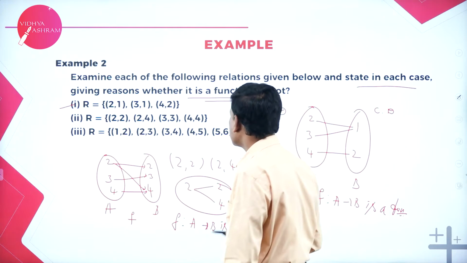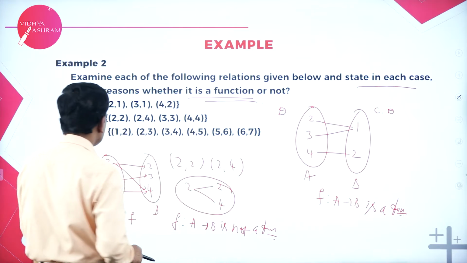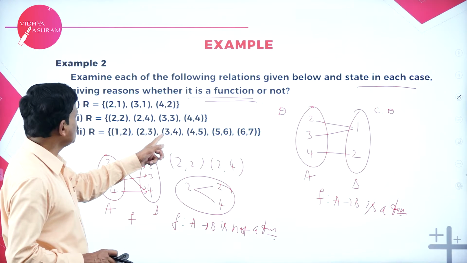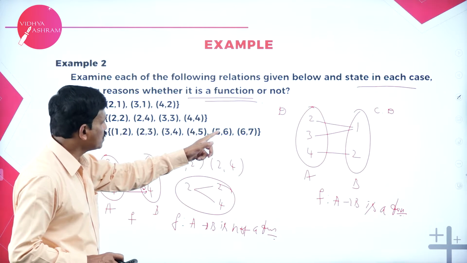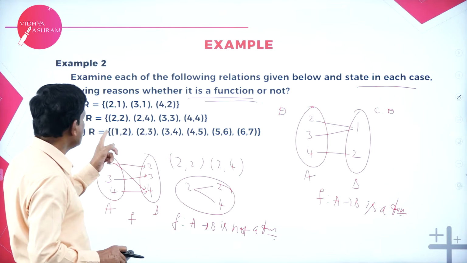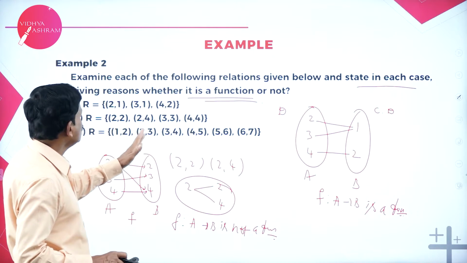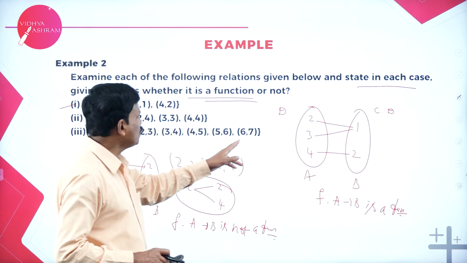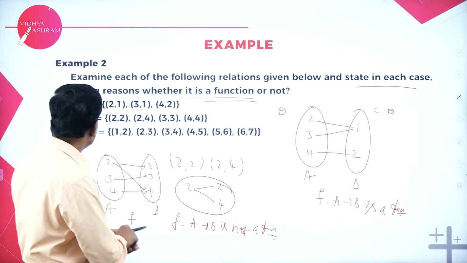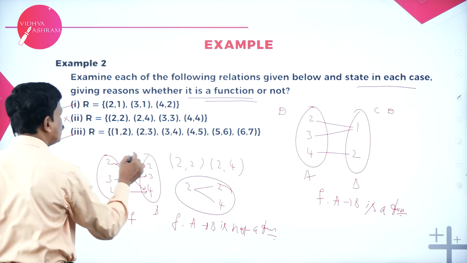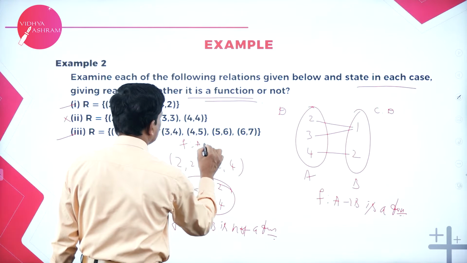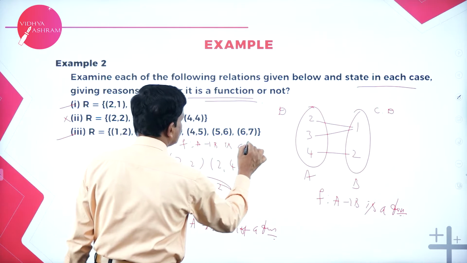That's it. Now let us come to the third one. Straight away you can say (1, 2), (2, 3), (3, 4), (4, 5), (5, 6) and (6, 7). There is only unique association. All the elements of the domain are uniquely associated with the elements of the codomain. Therefore we can say that this is a function. The second is not a function, whereas this F from A to B is a function. This is also a function.